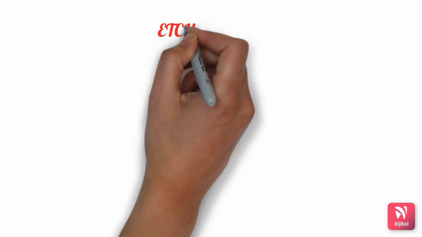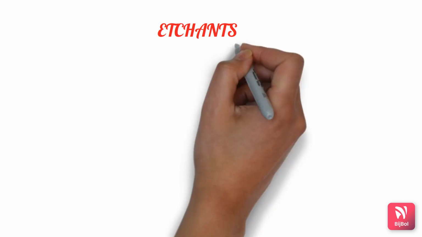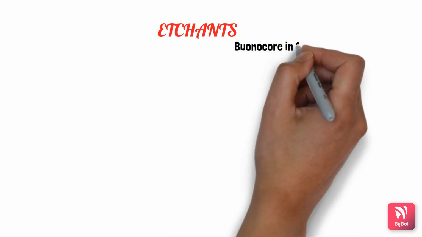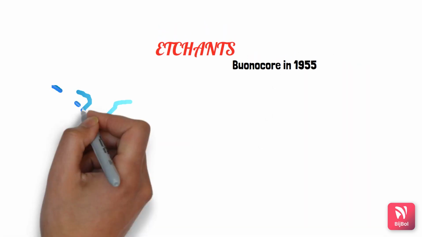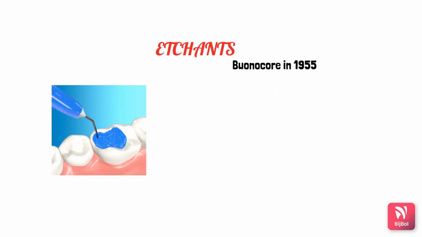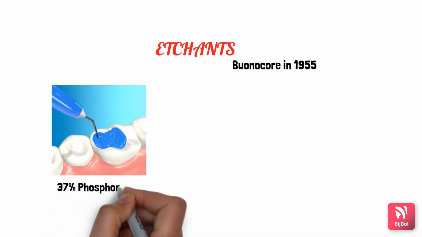Now we'll study etchants. The acid etching concept was first introduced by Buonocore in 1955. Since then, a predictable means of achieving adhesion between adhesive resins and tooth structure has been possible. So the etchant will clean the enamel and remove the smear layer, creating micropores by removal of enamel, thereby increasing the surface energy. For etching the tooth surface, we require 37% phosphoric acid.